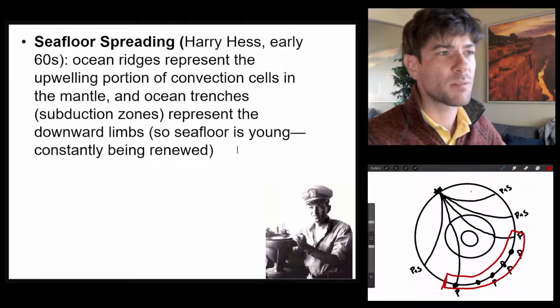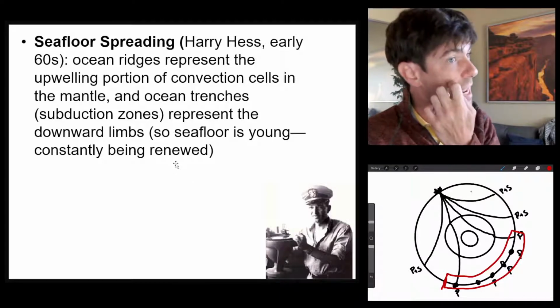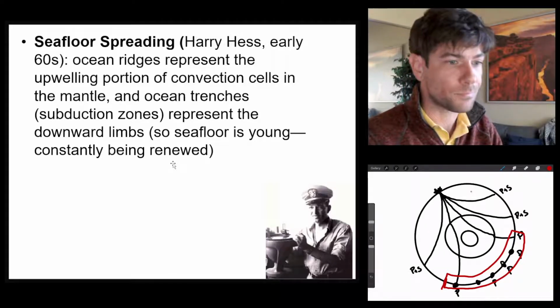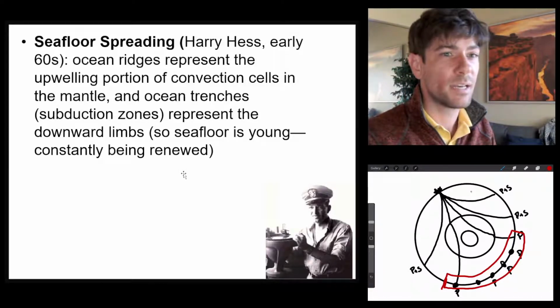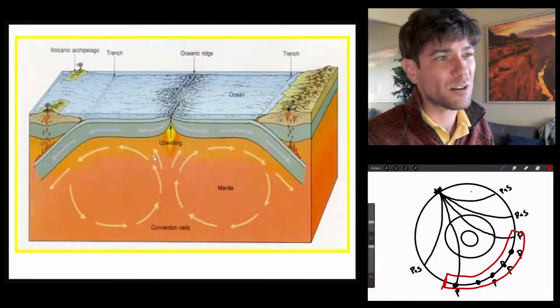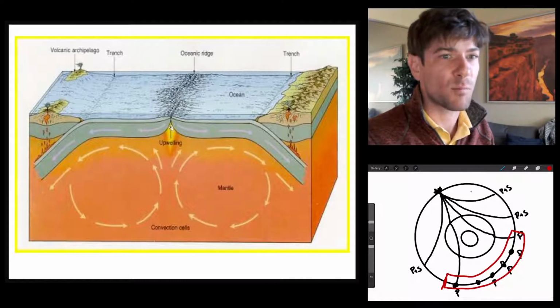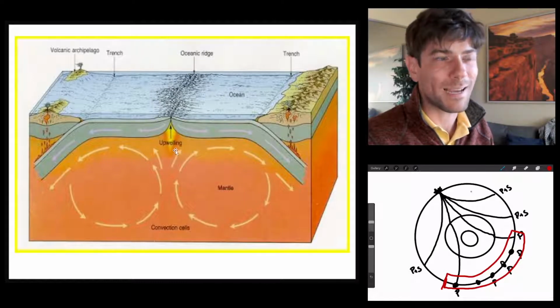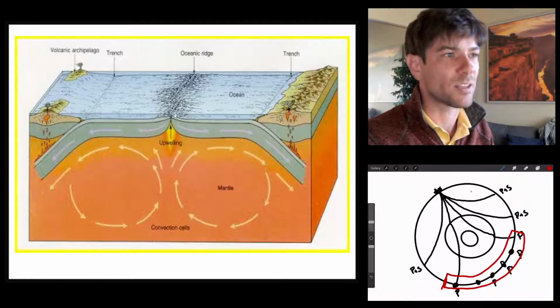Okay, so this implies a couple of things. For one, it implies that the ocean floor is moving. It also implies that it's young, that it's being constantly refreshed. Because if these high points in the center of the ocean basins, like you see here, this oceanic ridge, represent the upwelling portion of the mantle, well, what that's really implying is that this is fresh, new material that's being generated through upwelling of magma and cooling and solidification at the surface.